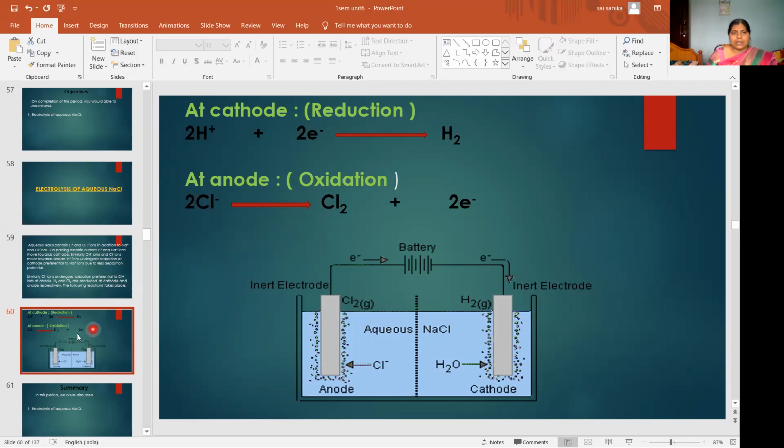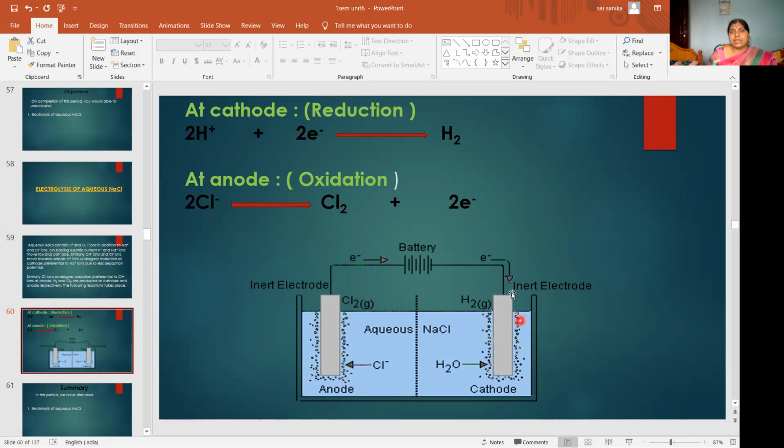NaCl. Okay. So what difference have we observed between electrolysis of fused NaCl and aqueous NaCl? In fused NaCl, just two ions, one cation and one anion, are present. Sodium goes to the cathode and Cl minus goes to the anode, where they undergo chemical reaction. Sodium metal is deposited at the cathode and chlorine gas is liberated at the anode.